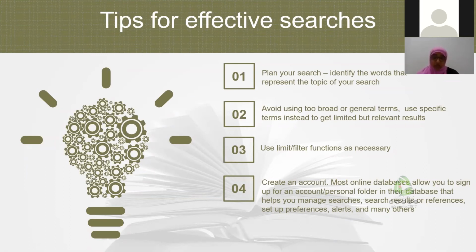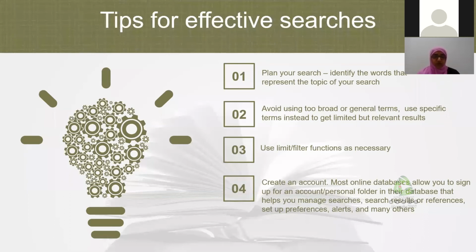Use limits, use filter functions as necessary. Usually these are at the side of any database. You have a limit where you can select the dates. So say if you're searching something related to COVID-19, would you leave it open? Was there anything before 2019? So you will select any paper from, say, December 2019 till to date, rather than just keeping it open to capture everything, which is not relevant.